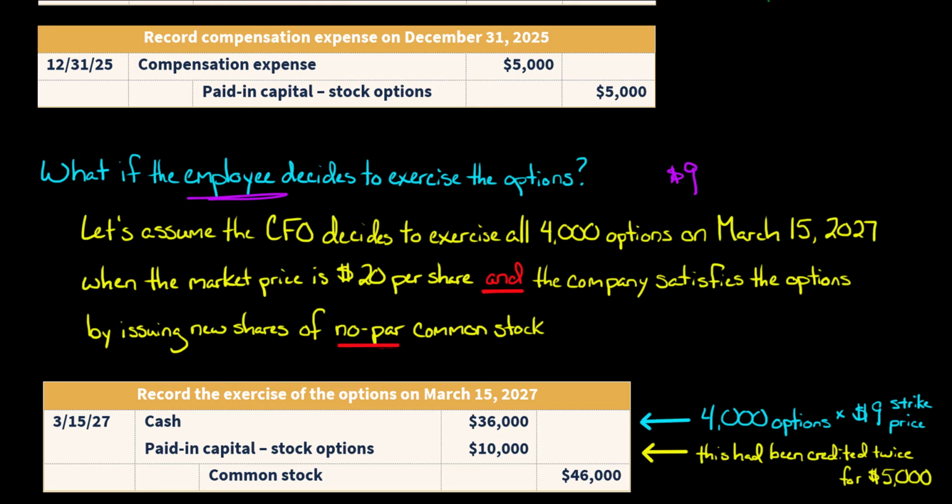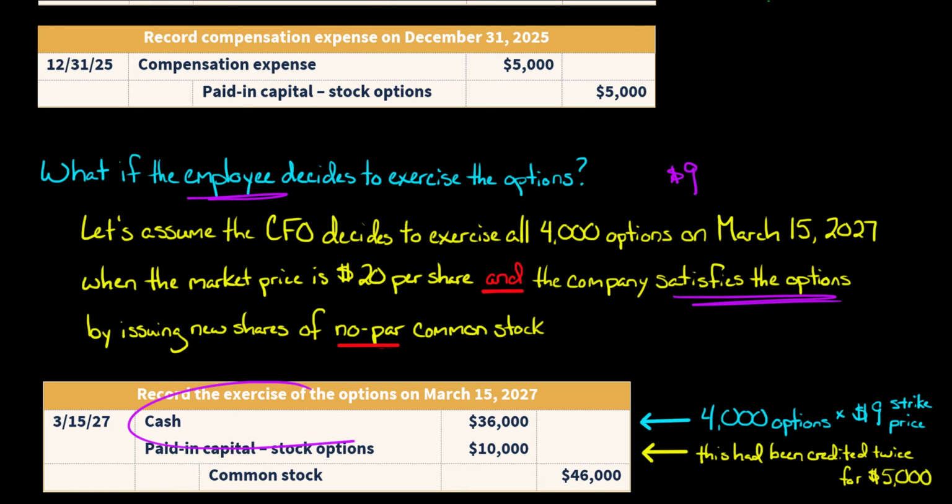Now, I'm just assuming here that the company is going to satisfy these options by issuing new shares of common stock. So they're going to say, oh, the CFO is exercising these options. Let's issue some new shares. It could get more complicated if the company already had treasury shares. Maybe years ago they repurchased some of their shares, they just had them sitting as treasury shares, they hadn't retired them, and then they decide to give those shares. That could happen. I'm not going to get into that here. I'm just assuming the company issues new shares to satisfy the options.